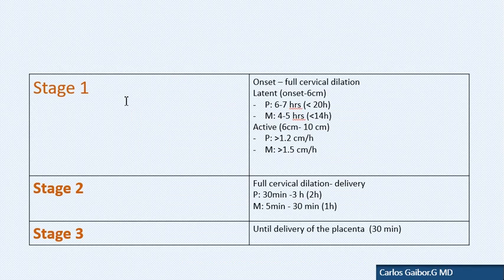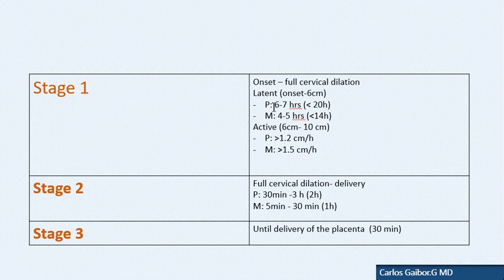Delivery has 3 stages: 1, 2, and 3. Stage 1 is divided into a latent phase and an active phase. Stage 1 starts when the pregnant woman starts to have adequate uterine contractions. Adequate uterine contraction basically occurs every 2 or 3 minutes, lasts approximately 45 to 60 seconds, and has an intensity of 50 millimeters of mercury.